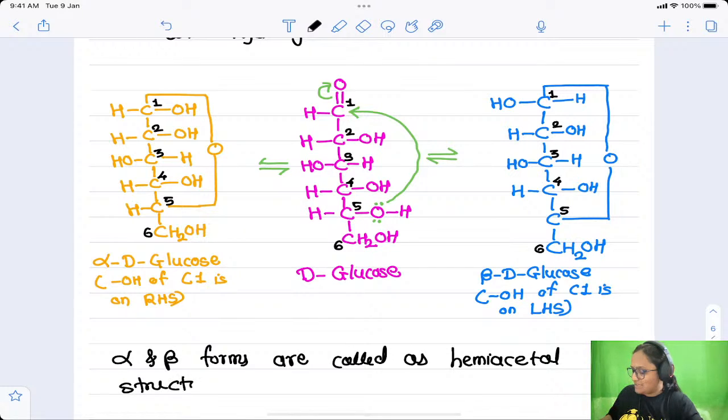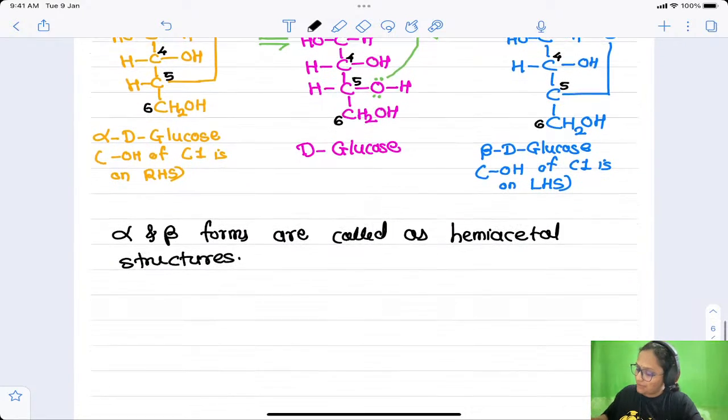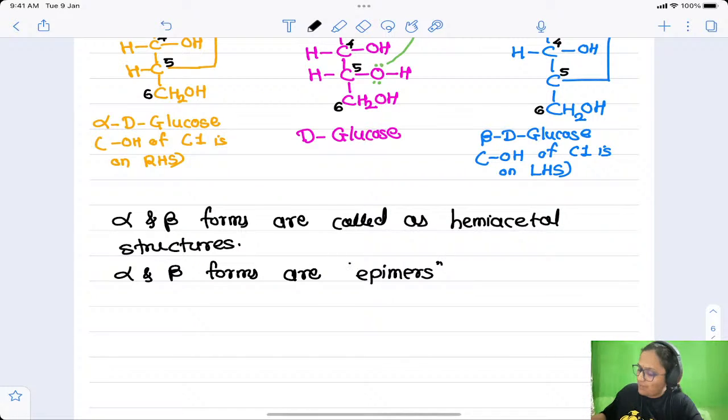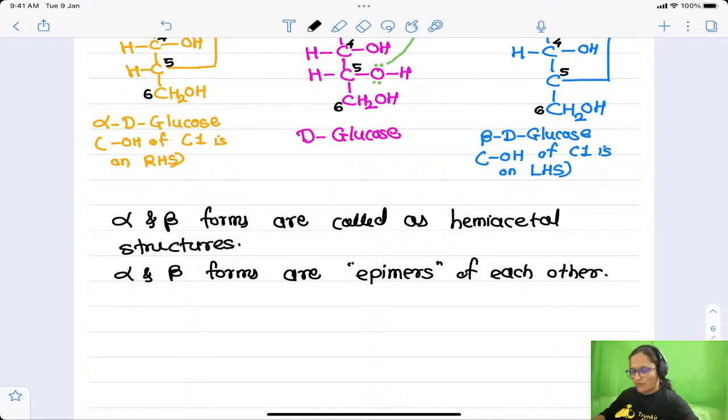I have told you why hemiacetal: because they are formed by the reaction between an aldehyde and an alcohol group. These two forms, alpha and beta forms, are also called epimers of each other. This is also one type of isomerism. What is the meaning of epimer? It is the difference in OH position. In one case it is on the left hand side, in the other it is on the right hand side. These are called epimers of each other.